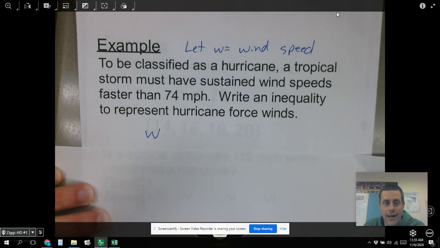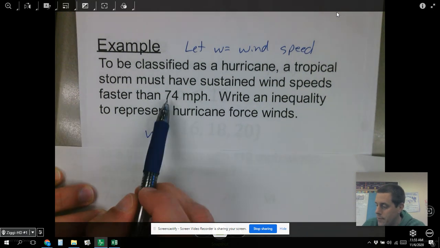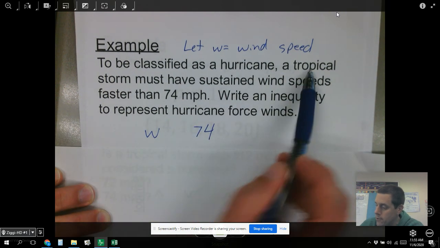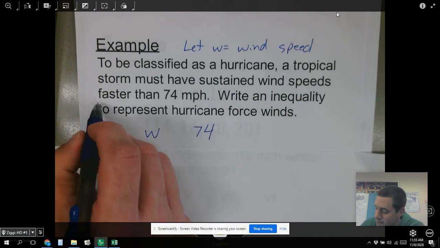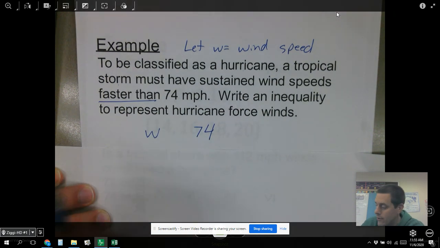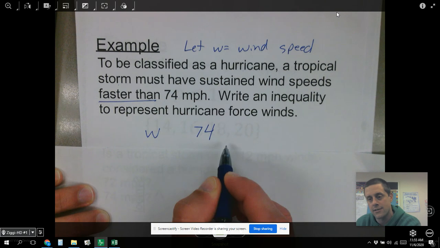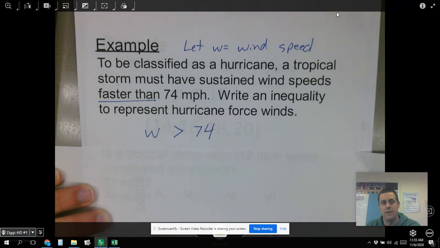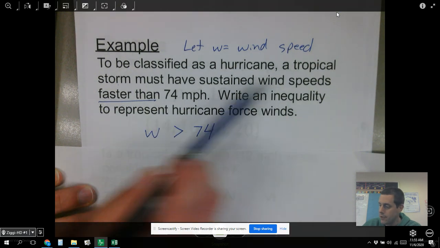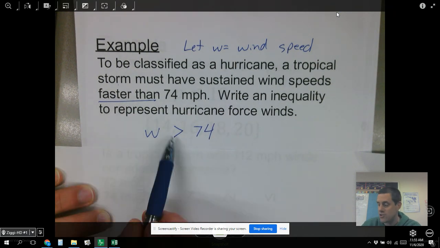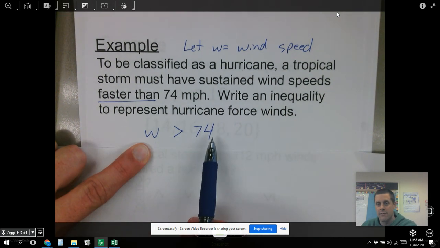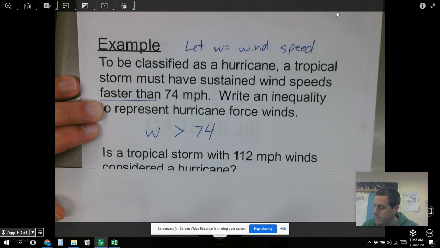We're going to take that W and compare it to the benchmark for a hurricane, which is 74 miles per hour. Now, in order for a tropical storm to be a hurricane, it must be faster than 74 miles per hour. So how does the storm's wind speed need to compare to 74? It must be greater than 74. Could it be exactly 74 miles per hour? Looking at our problem, no, it needs to be faster than that. So we are not including an equal sign here. W, the wind speed, needs to be greater than 74 in order for it to be considered a hurricane.